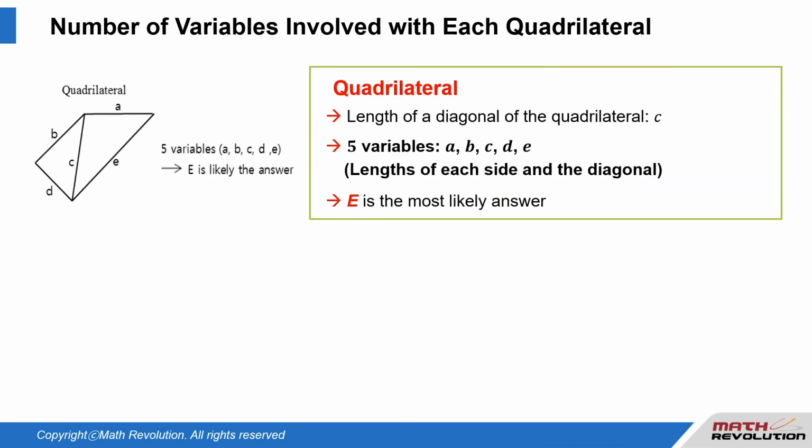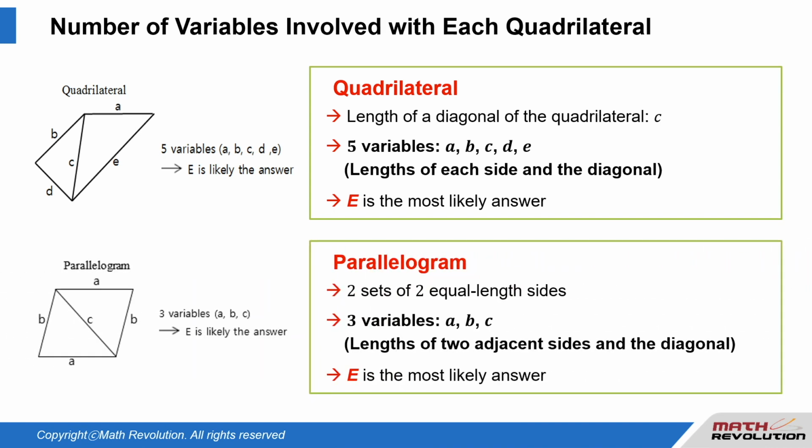Quadrilateral: 5 variables, A, B, C, D, E, which means E is likely the answer. Let's take a look at the quadrilateral shown above. C represents the length of a diagonal of the quadrilateral. The other diagonal need not be a variable. The quadrilateral has 5 variables, A, B, C, D, and E, which stand for the lengths of each side and the diagonal. This means that E is most likely to be the answer to DS questions involving quadrilaterals.